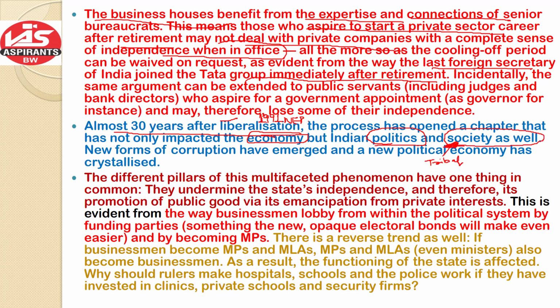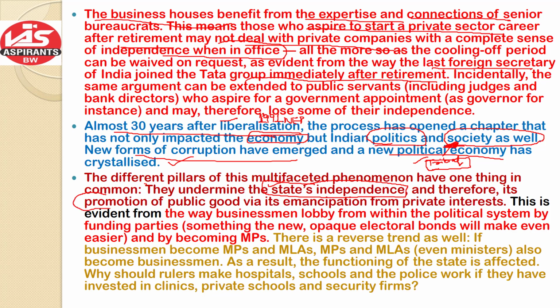How society, just like we see many cases of tribals who oppose these projects in the areas where they live. So the author says that new forms of corruption have emerged due to this, because of the businessmen joining politics and affecting the economy as well as society as a whole. And a new political economy has crystallized due to that. But the author says that one thing is common in all these types of corruption, that it undermines the state's independence. As I have told you, the bureaucrats, the public office is compromised, and even the political parties will favor these businessmen because they are giving them the funds. So the state's independence is definitely compromised, no matter what type of corruption it is.